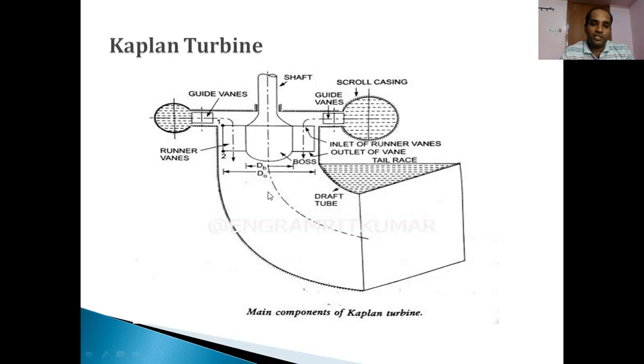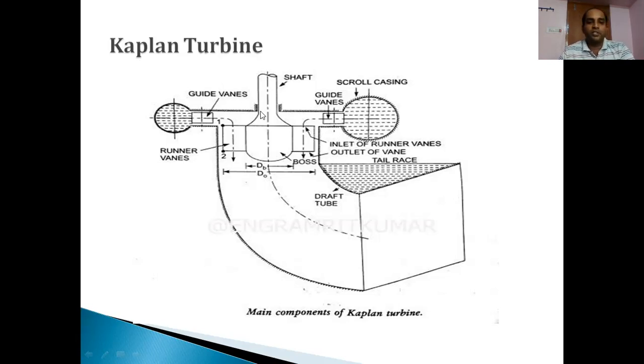So here also it is a reaction turbine itself, but the problem here is you cannot use it for heads above 50 meters. In short, when the available water head is less than 50 meters, then only we can prefer this turbine, that is the Kaplan turbine.